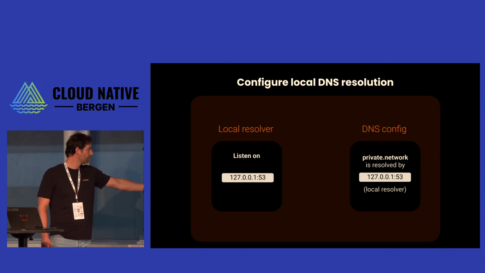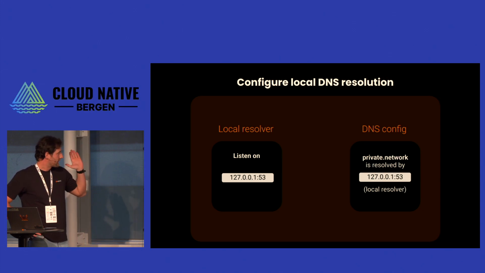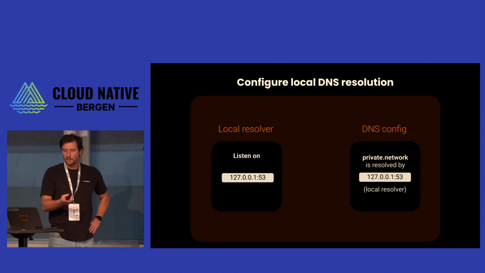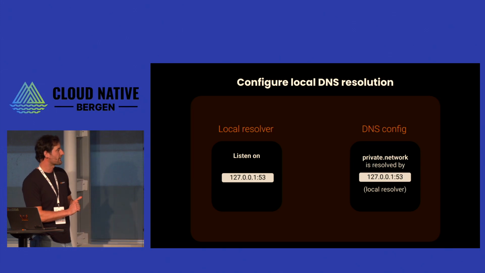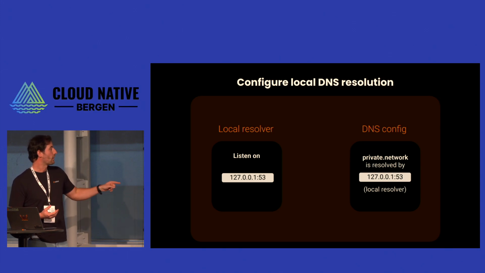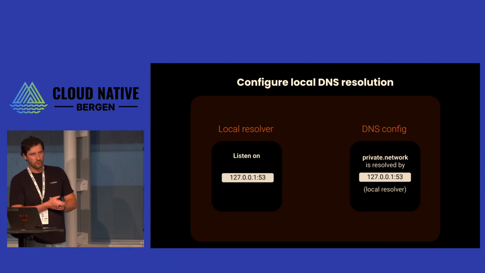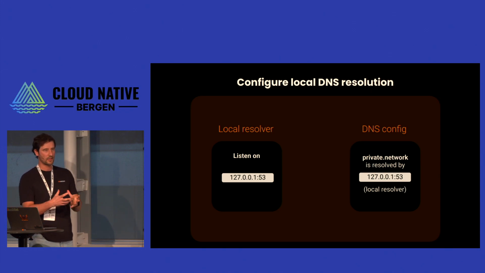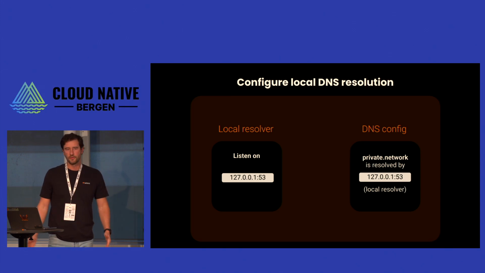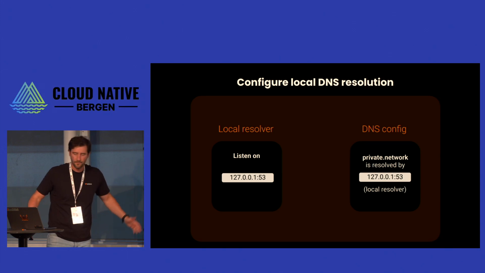So we have our resolver, and it listens on port 53, which is the default DNS port. And the second thing we had to do in our application, in our agent, is to configure the operating system to point the resolution of the private network namespace to our embedded resolver. Once again, great. So we have a resolver. We just call the operating system, we configure it. Done. No. That wasn't really the case.